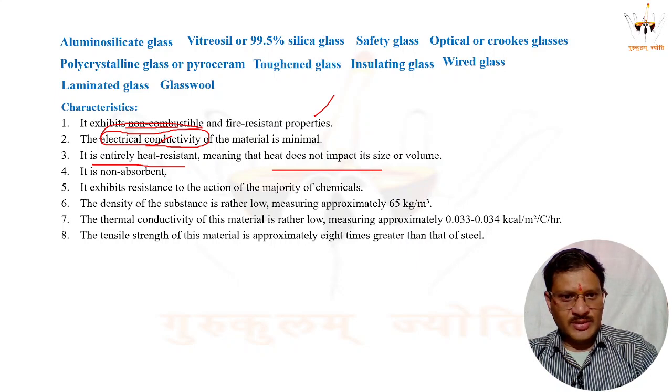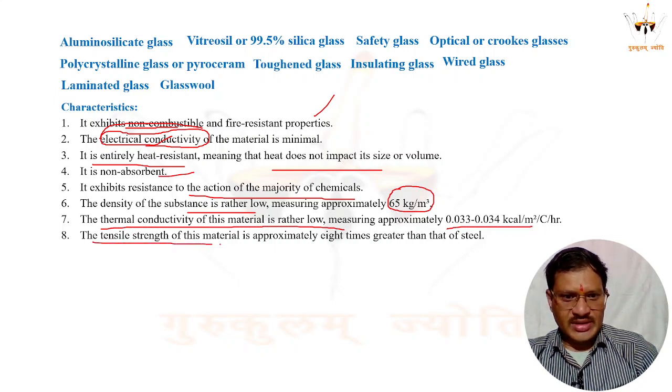It is non-absorbent. It exhibits resistance to the action of the majority of chemicals. The density of the substance is rather low, measuring approximately 65 kilograms per meter cube. The thermal conductivity of this material is rather low, measuring approximately 0.0332 to 0.034 kilocalorie per meter. The tensile strength of this material is approximately 8 times greater than that of steel.